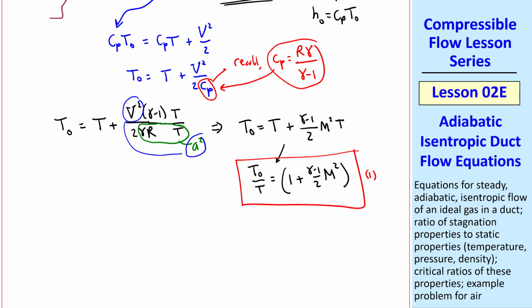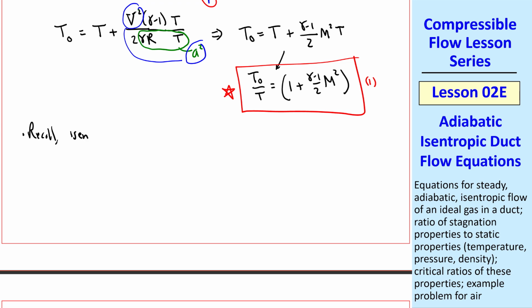I'll call this equation 1, and we thus see a relationship between stagnation temperature T0 and actual temperature, or static temperature T, with Mach number. This will be a useful equation, the ratio of T0 to T as a function of Mach number. Recall our isentropic relationships.